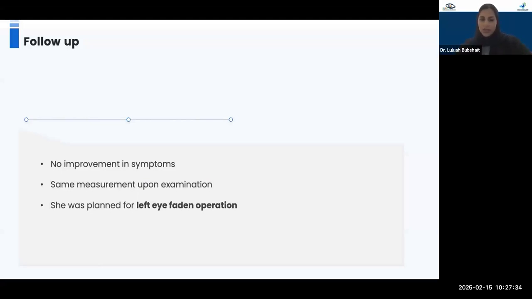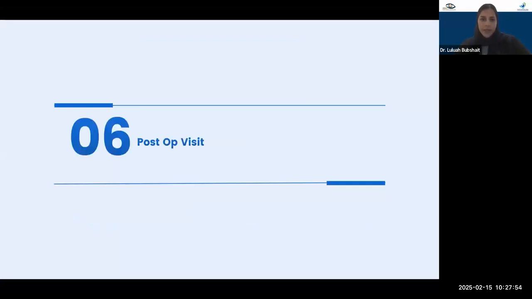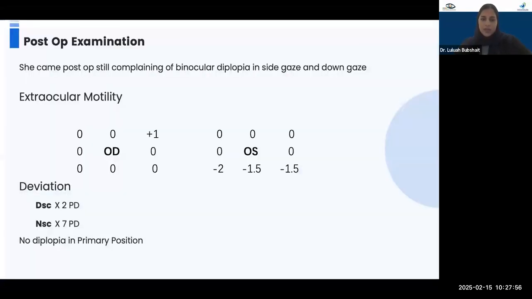So we wanted to tackle the down gaze. This is a picture from Kenneth Wright. We did the left inferior rectus Faden operation. The force reduction was negative, and so we proceeded with the left inferior rectus Faden, 12 millimeters from the insertion, using 5/0 Mersilene sutures.